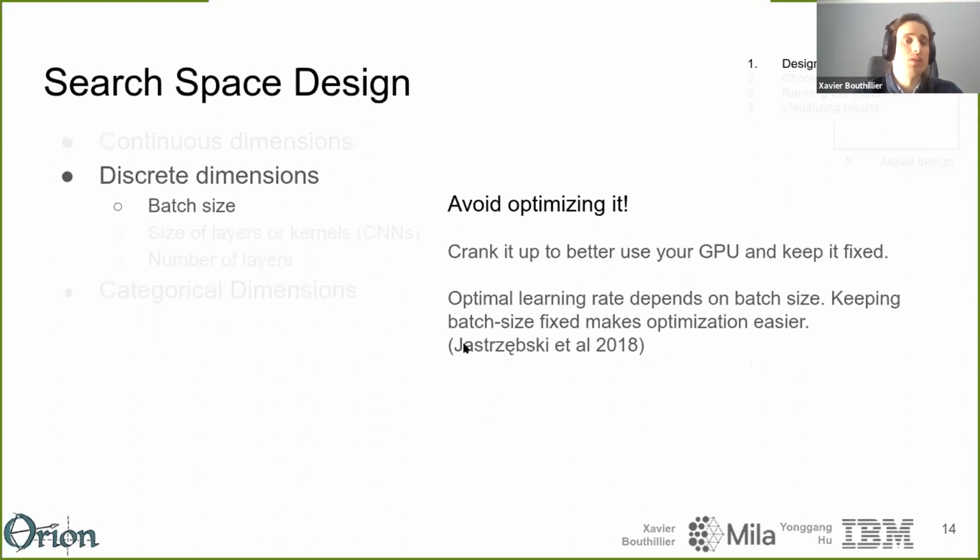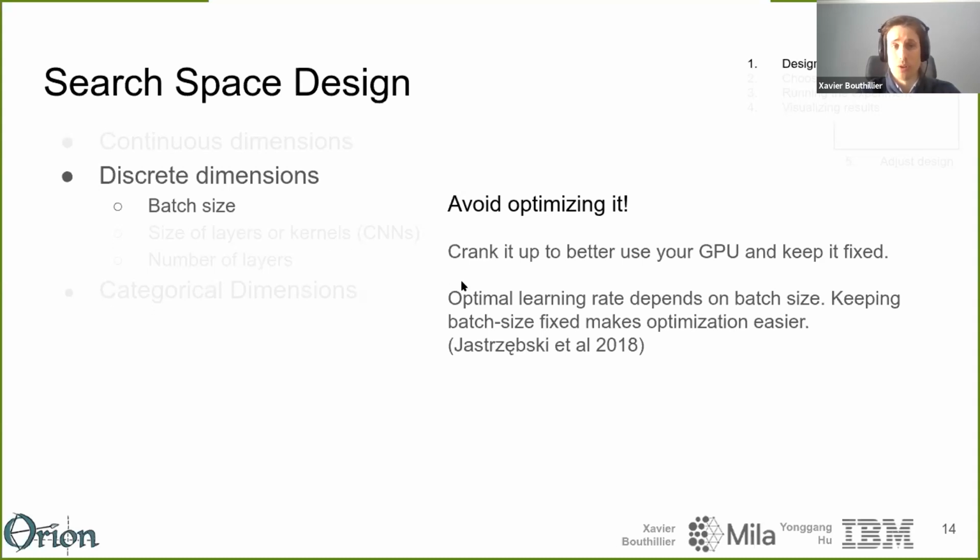Okay, so that's for the continuous dimensions. Then there are the discrete dimensions, so they're integers, basically. One that I often see when students come to see me is the batch size. So they try to optimize the batch size. I do not recommend optimizing it. I would say the best strategy is to just increase it until you fill the memory of your GPU, to make sure that you're using your GPU to its full potential, and just keep it fixed.